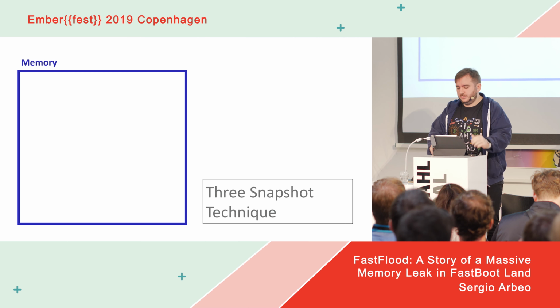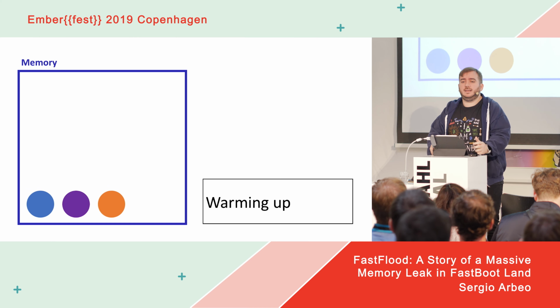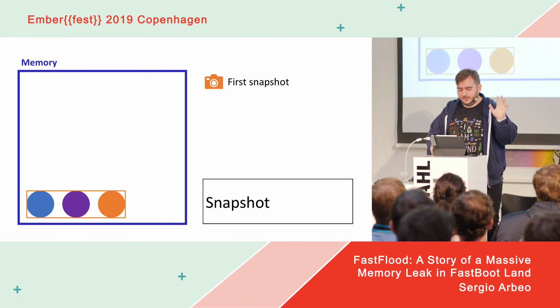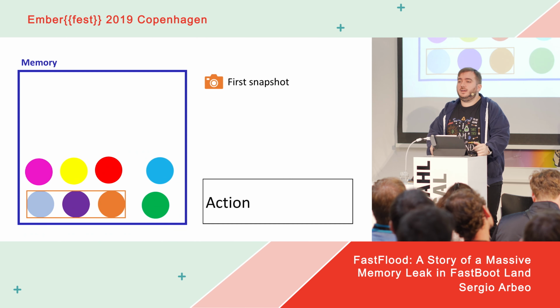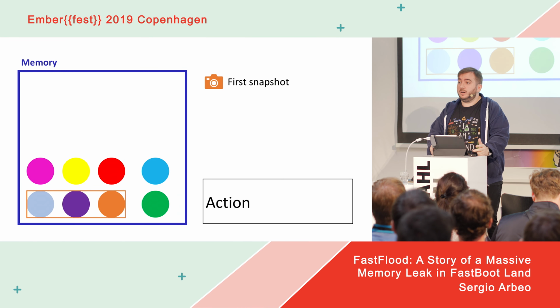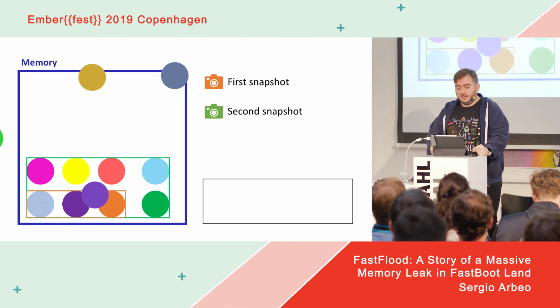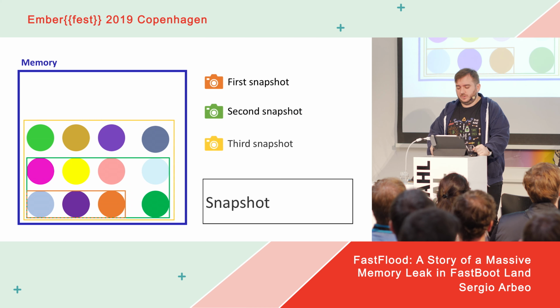What you do is first you warm up. By warming up, you're initializing everything you need in your app. You make a snapshot. That's our first snapshot, those three first objects. Then the action you think is causing a memory leak. Do a second snapshot. Repeat the action and make a third snapshot. So you end up with 3 snapshots.